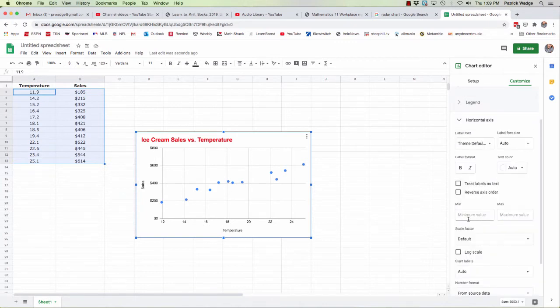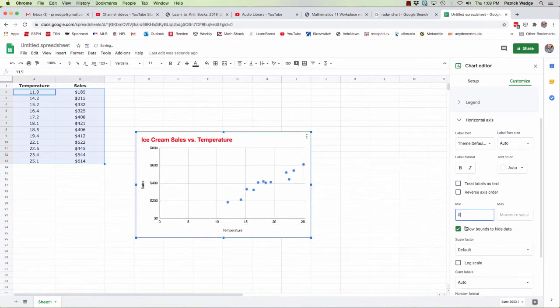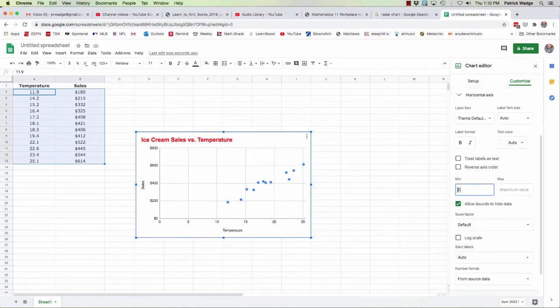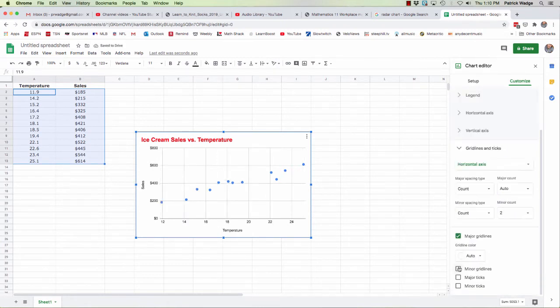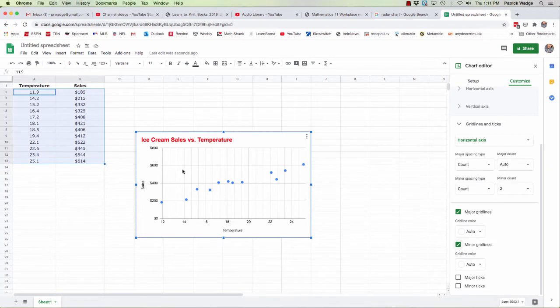Now I could start the minimum value at 0. See how it starts at 12 here, and it kind of makes sense because the smallest value is 12. I could start it at 0, and it would look like this. But maybe that's not such a good idea on this one. I'll remove that for now. I might put it back later actually, and maybe I'll add some more grid lines. Okay, I think that's pretty good.